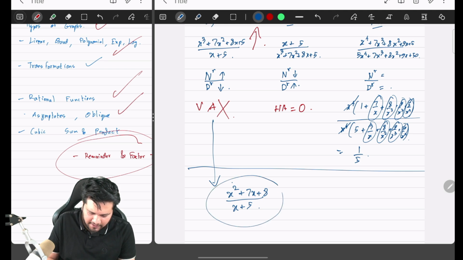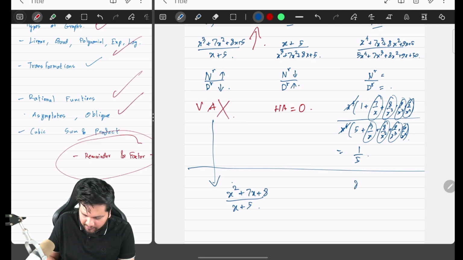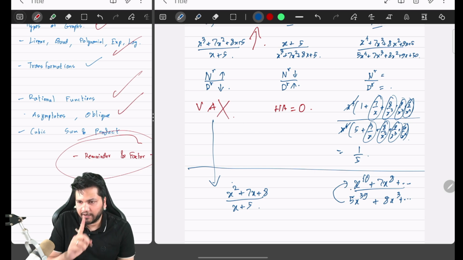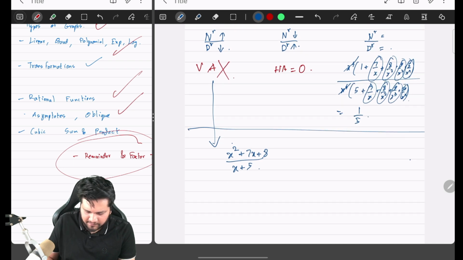So what exactly does it mean? When it comes to something like x square plus 7x plus 8 upon x plus 5, the degree of numerator is just 1 above the denominator. Even for that matter, if I have x to the power of 40 plus 7x to the power of 8 plus and so on, upon 5x to the power of 39 plus 8x to the power of 3 and so on, there is a possibility of an oblique asymptote, just 1 degree above the denominator. So what will happen then?